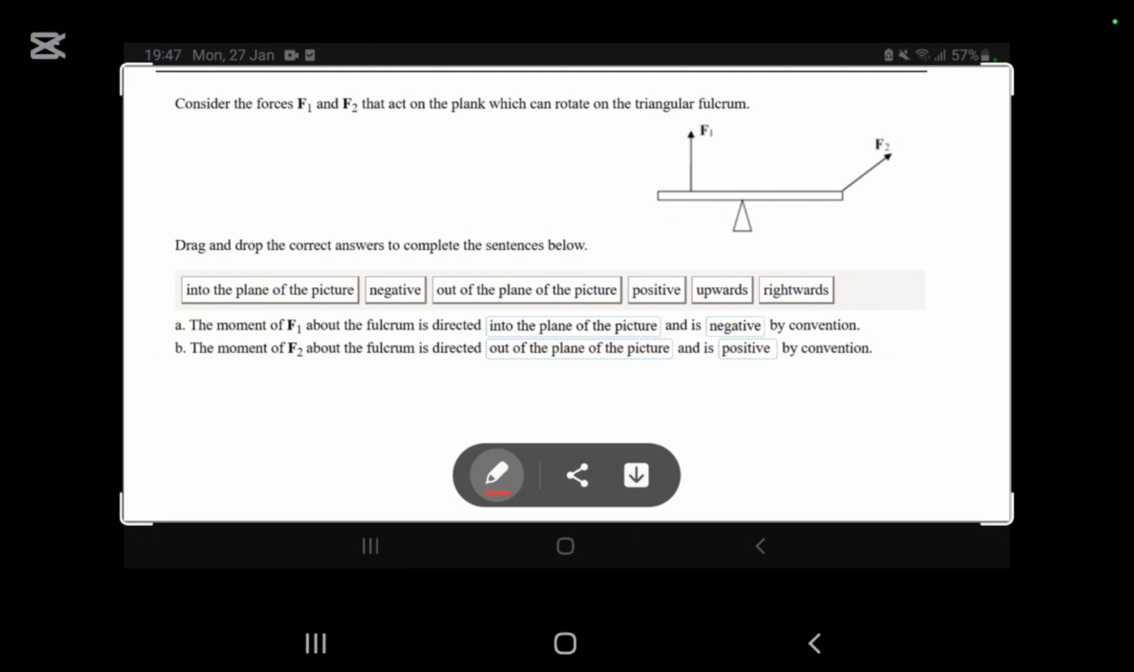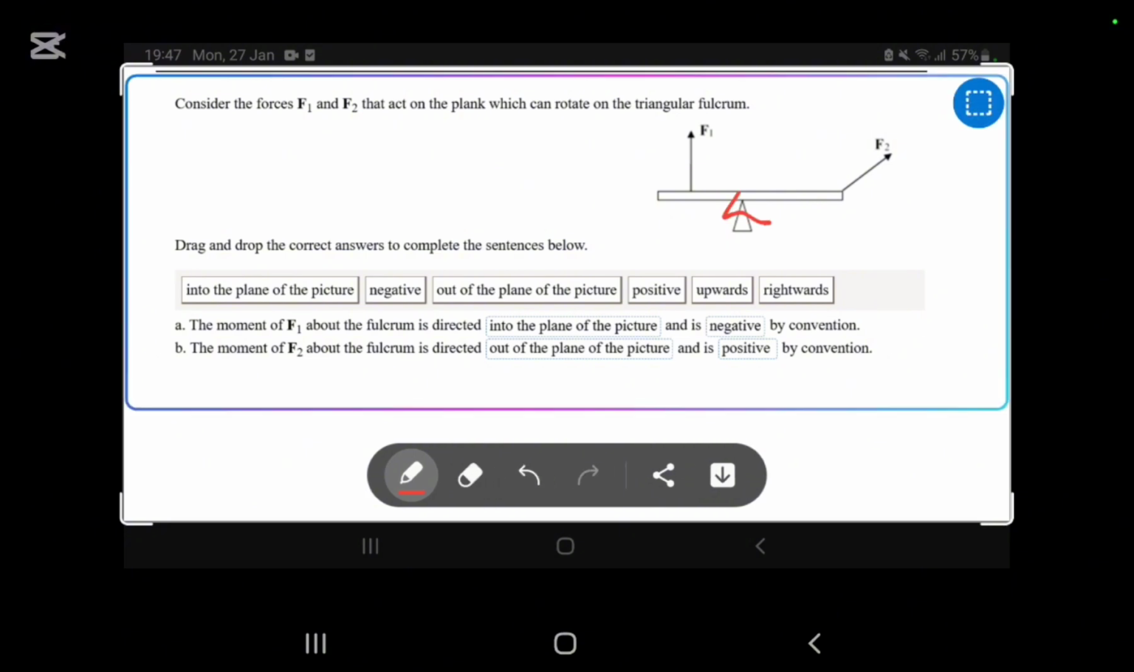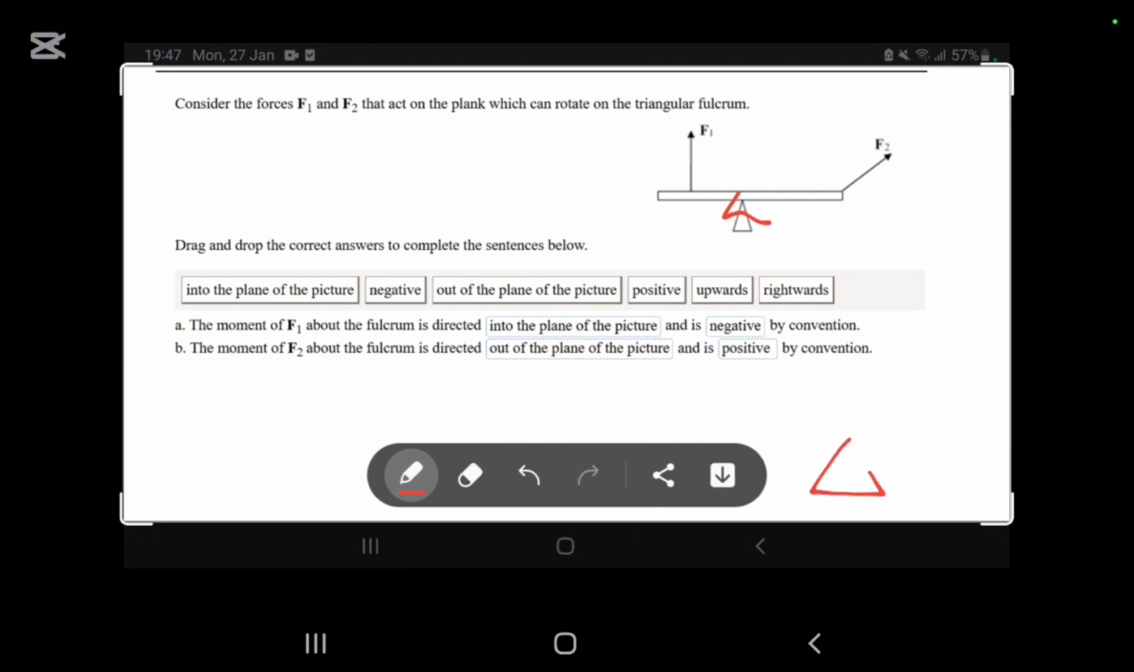Let's say we have a seesaw like this. Let me draw it here. And let's say you're pushing it up. Won't that make this turn clockwise? And as I've said before, if the object turns clockwise, it means that the torque is negative.